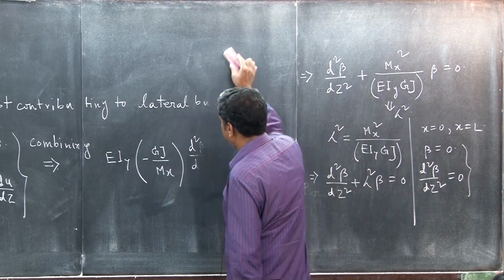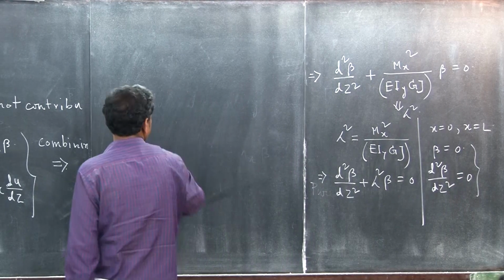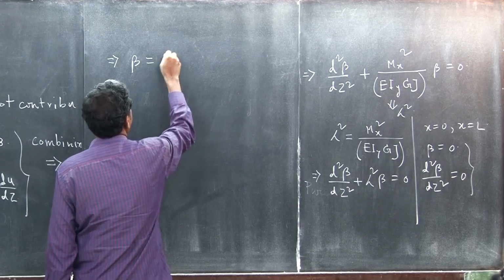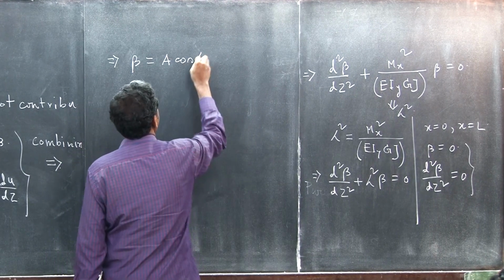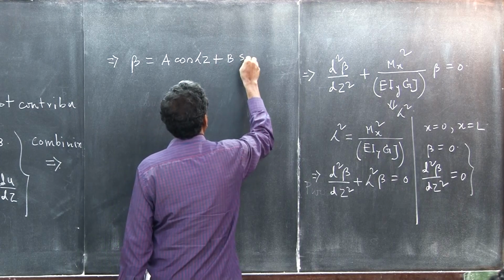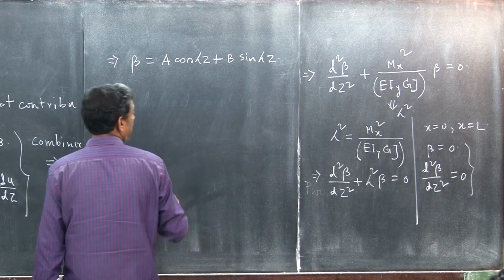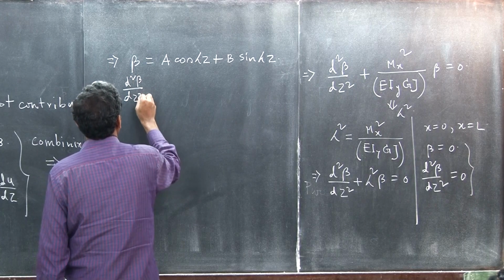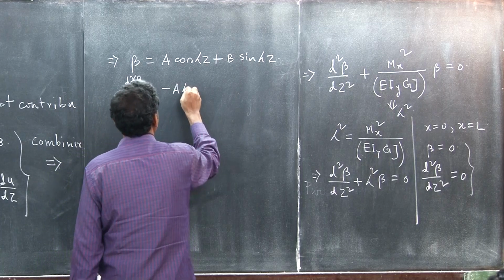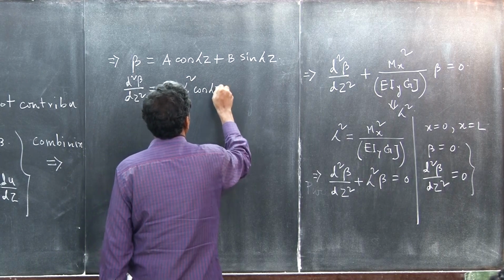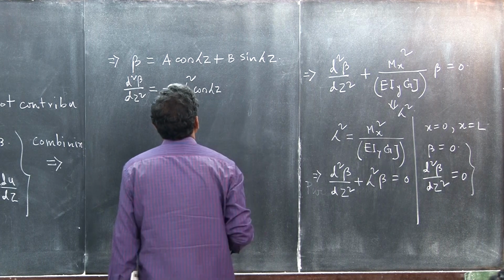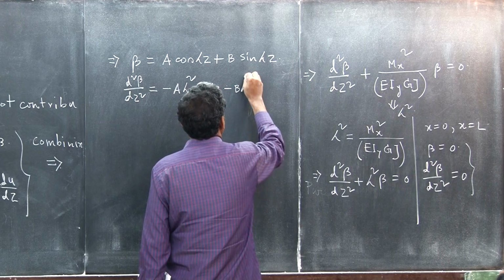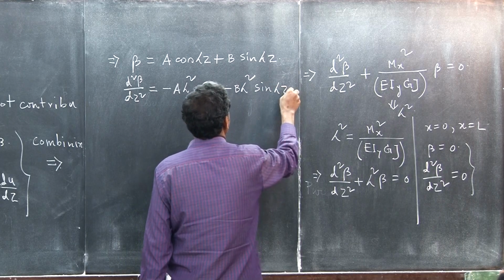If you solve this second order equation, it will be nothing but beta equal to a cosine lambda z plus b sine lambda z. And then d2 beta/dz2 is minus a lambda square cosine lambda z, minus b lambda square sine lambda z.